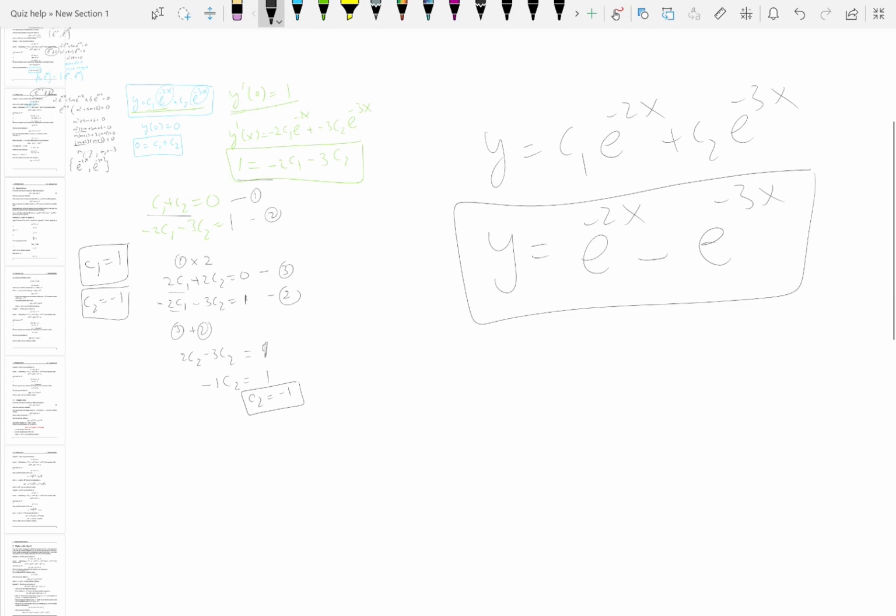Anyway, to summarize, you get the auxiliary equation and you factorize it. If you get distinct roots, two different roots, you find the fundamental set of solutions as e to the m1x and e to the m2x.